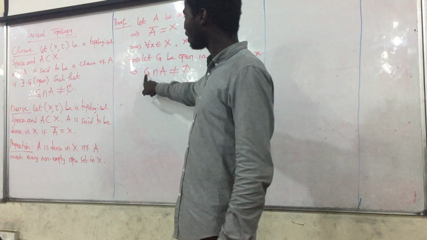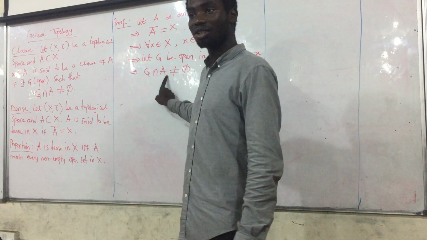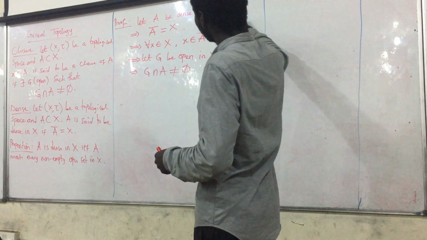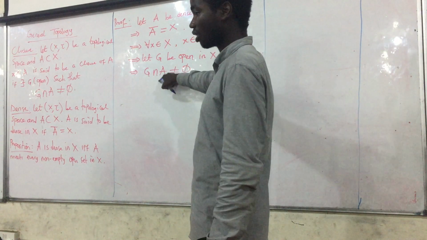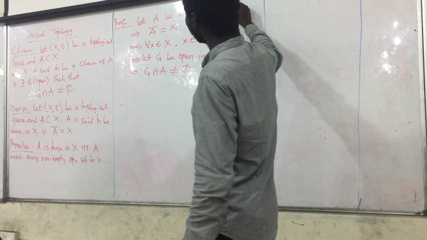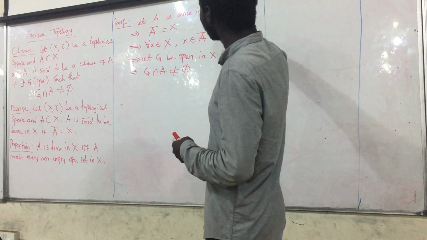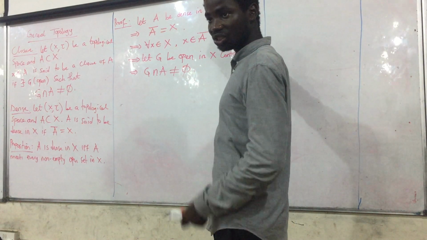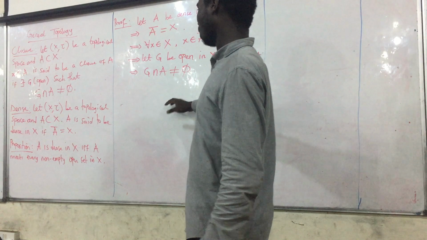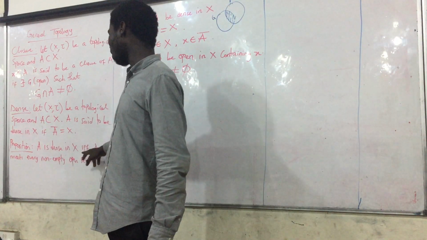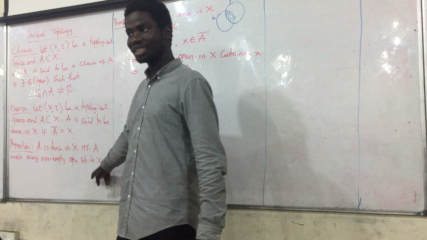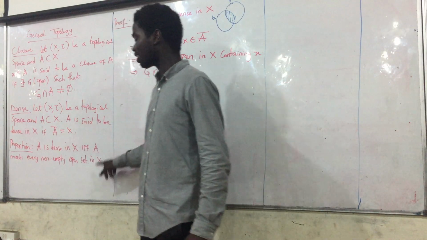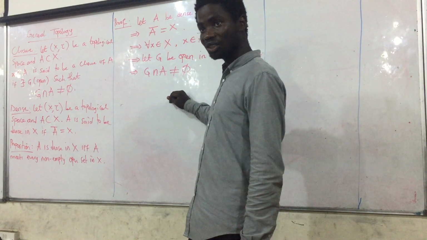And because it's not empty, that means they have elements in common. Do you understand? Like when you draw a Venn diagram, if this is G, and you want to say that the intersection is not empty, that means there is something here, isn't it? That means G and A meet each other. Because if G and A do not meet each other, the intersection will be empty. So from there, A is dense in X if and only if A meets every non-empty open set in X. Do you get that? So for A to meet every non-empty open set in X, it means that their intersection is not empty.